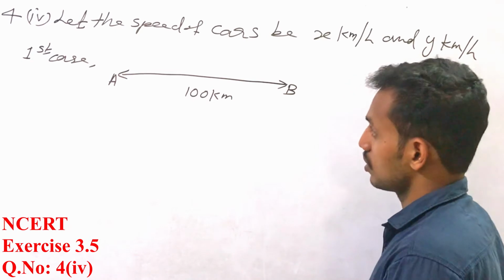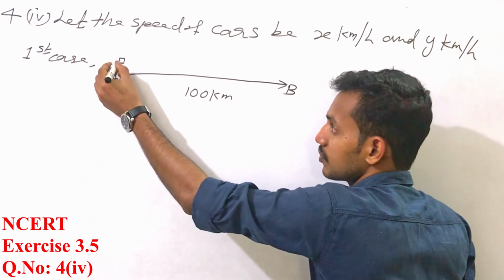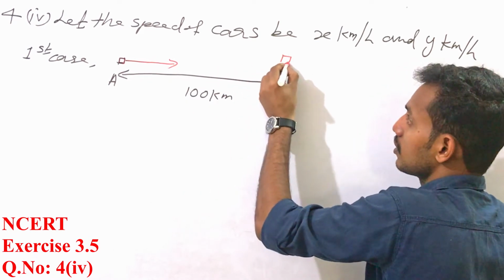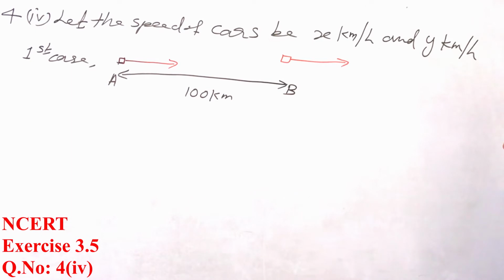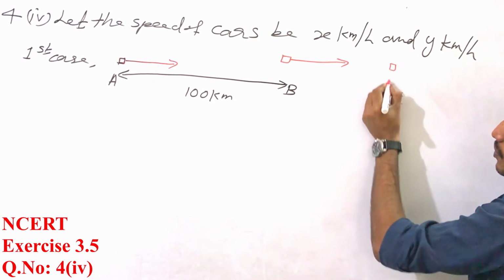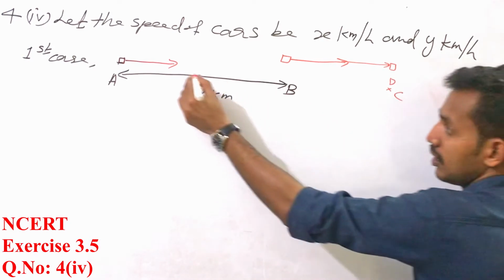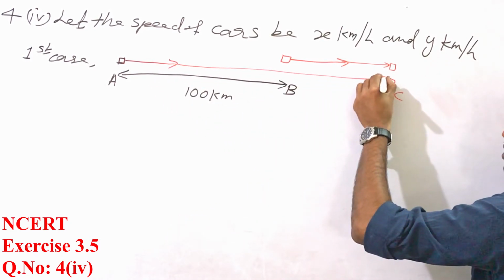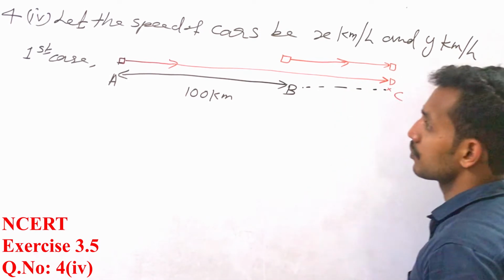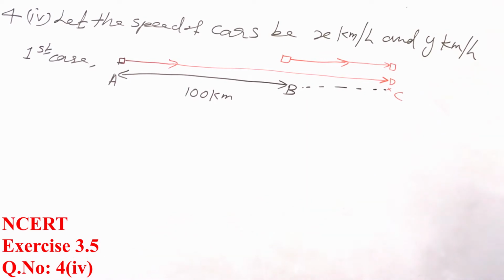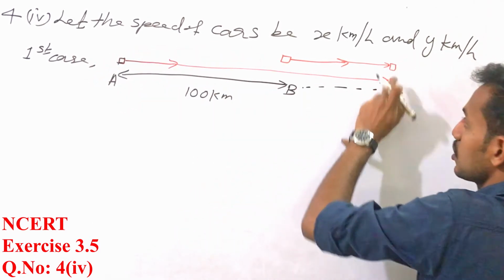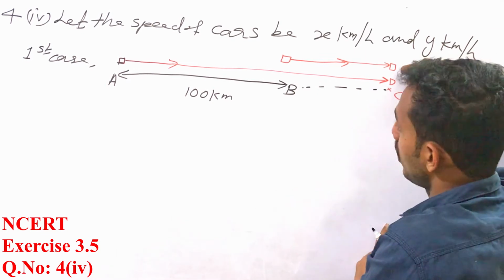Now, according to the first condition, if both the cars move in the same direction, they meet in 5 hours. That means we can consider a point C at which they meet. Clear? This will be the point and this will be the distance traveled by the first car. So we can also see the point at which they have met. Now, how to get the condition? How to form the equation? Here, we can see the speed of the first car should be greater than the speed of the second car. Then only they can meet. Otherwise it is not possible.